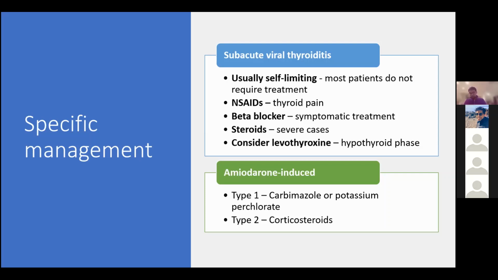And as I said before, with amiodarone causing hyperthyroidism, the way you treat it depends on which type it is. So type 1 disease, where you've got a goiter, you give them carbimazole or potassium perchlorate. Both of these are designed to shut off the thyroid gland. If it's type 2 and they've got active inflammation in the thyroid gland causing it to become atrophic, you'd want to give them steroids.